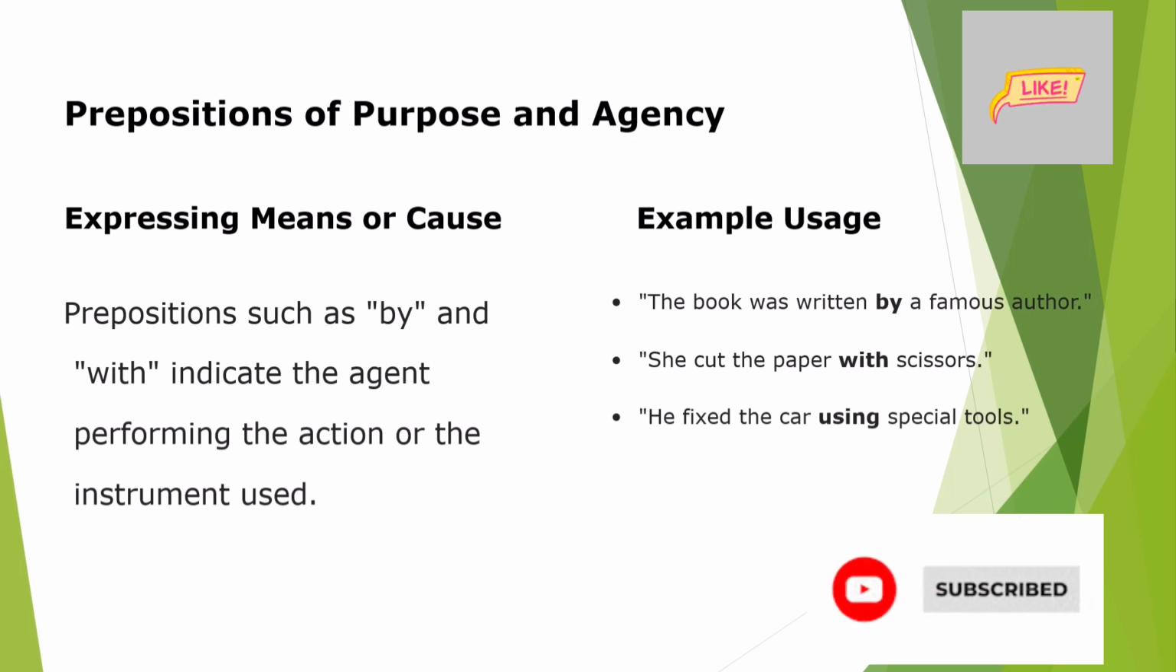Example: this gift is for you. 2. To indicates the purpose or goal of an action. Example: he studies to pass the exam. More example sentences: the house was built by skilled workers. The cake was cut with a sharp knife. She bought flowers for her mother. They left early to catch the bus.